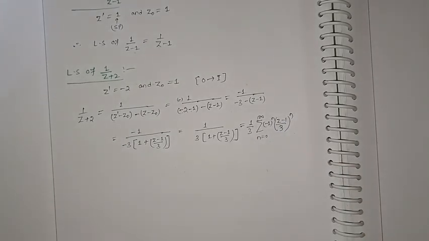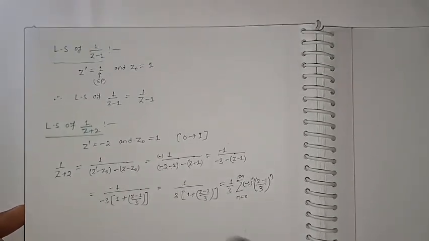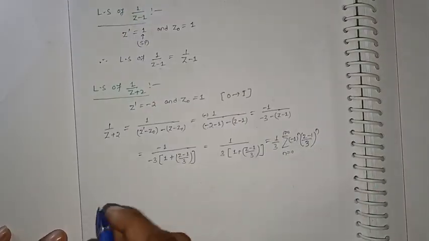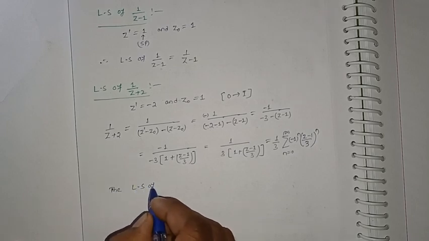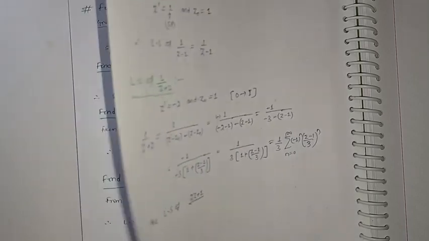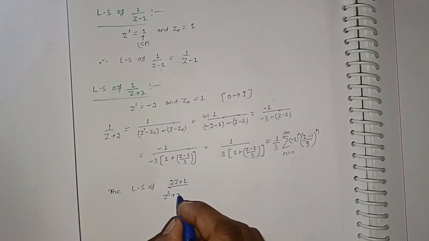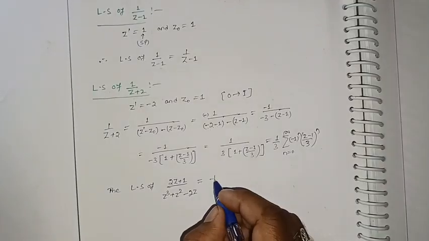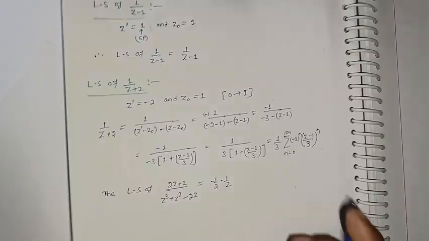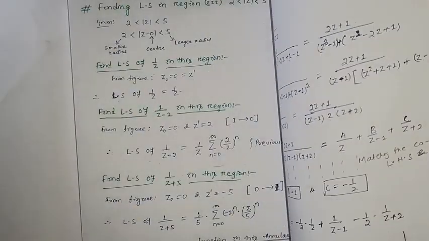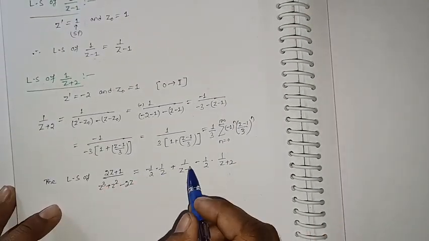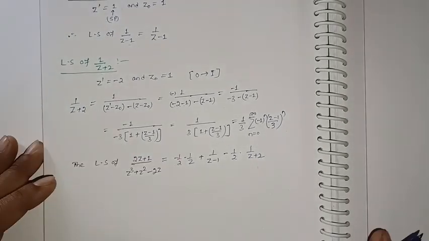Now we are going to substitute the Laurent series of this one and 1 by z in our original equation. Here the Laurent series of this function will be, now we have to write the LS of 2z plus 1 by z cube plus z square minus 2z, or we can write in this format: minus 1 by 2 into 1 by z, then plus 1 by z minus 1, then minus 1 by 2 into 1 by z plus 2. The Laurent series of this means Laurent series of this one and this one. Already we have found them, we have to just substitute.